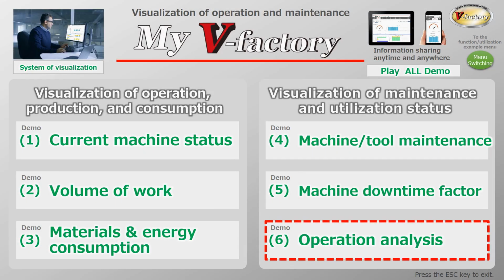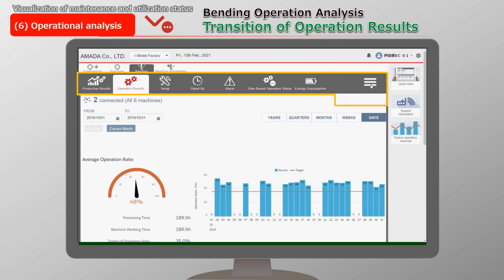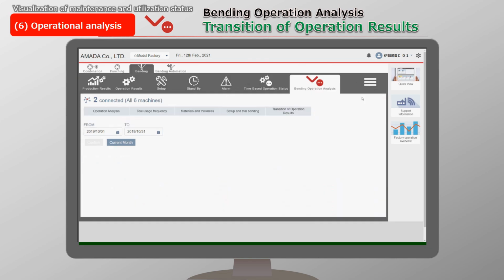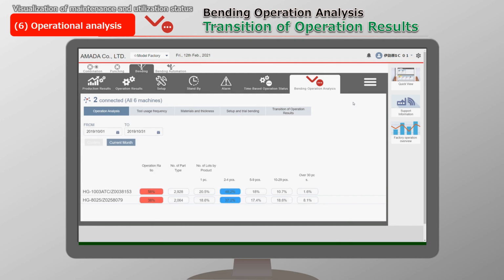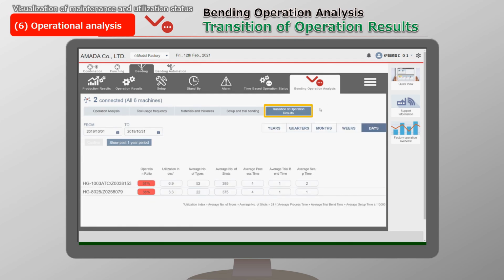Let's check how the bending machine is operating. As the number of products per day increases, the number of setups increases and the shot counts tend to decrease. So, let's look at the number of products and the strokes.